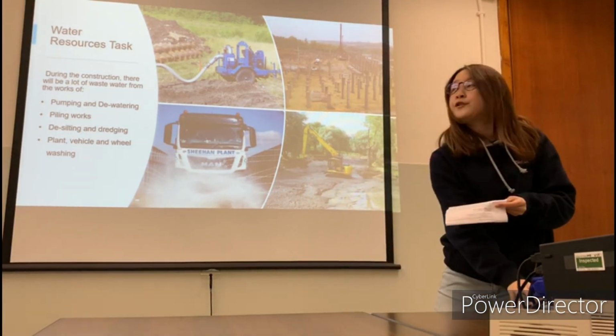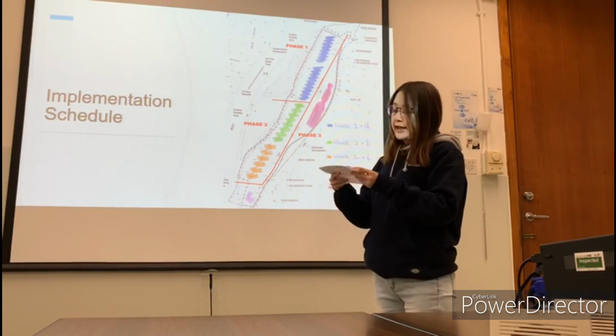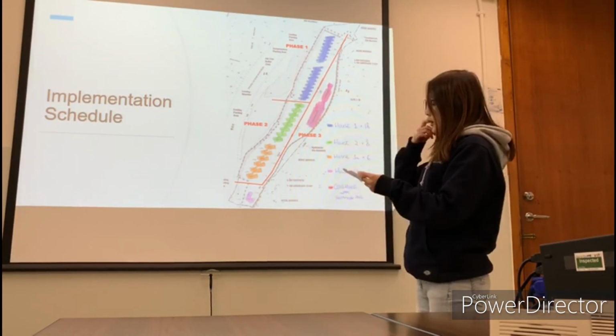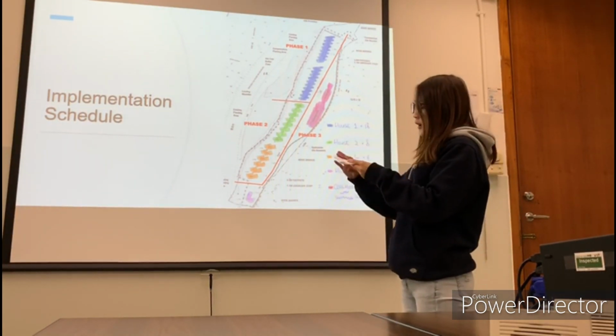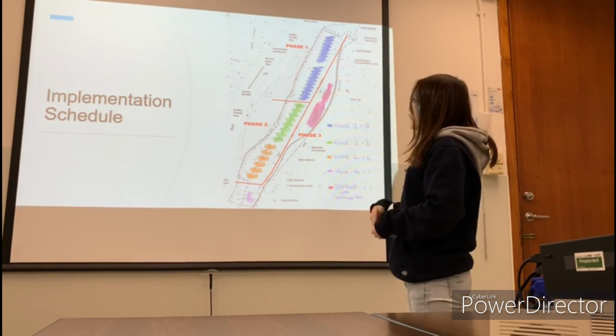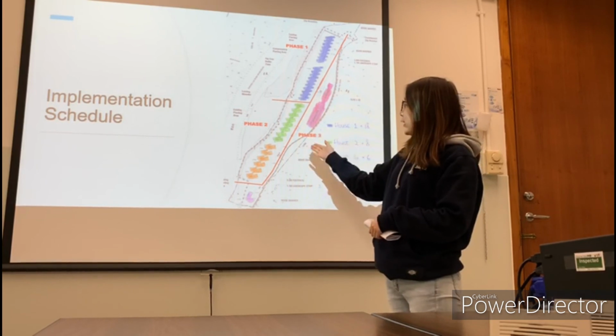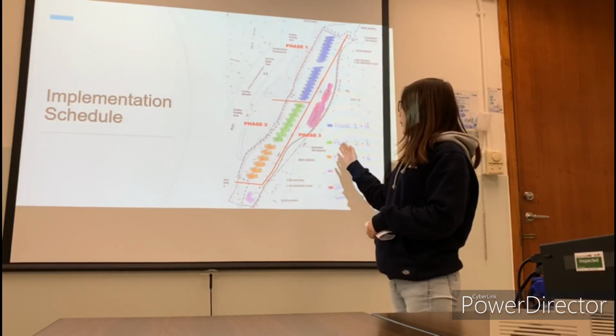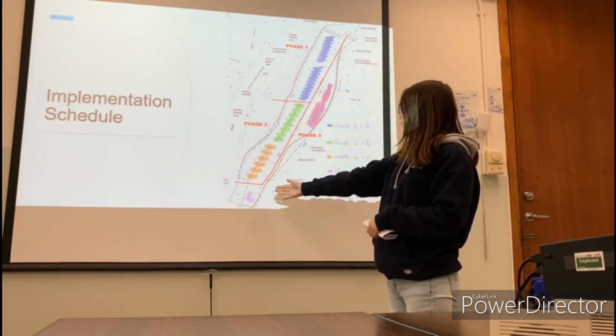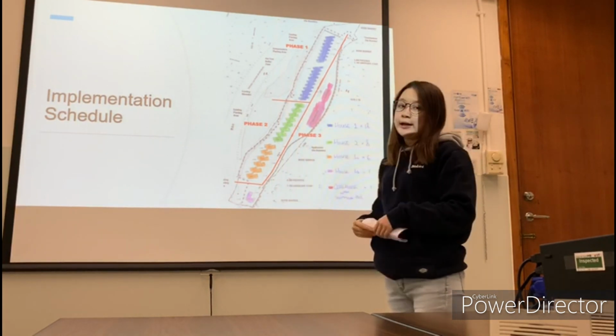Then I will move on to the implementation schedule. You can see the picture over here. We will develop the construction into 3 phases. The first phase will be the blue one, and the second phase will be the green and orange. And the last phase will be one of the buildings and the swimming pool and clubhouse.